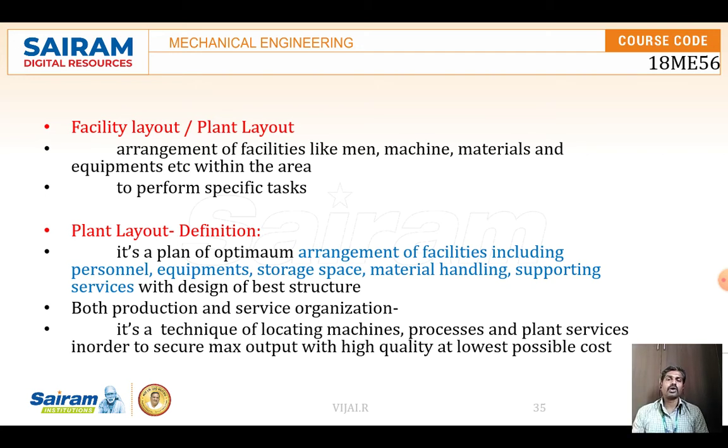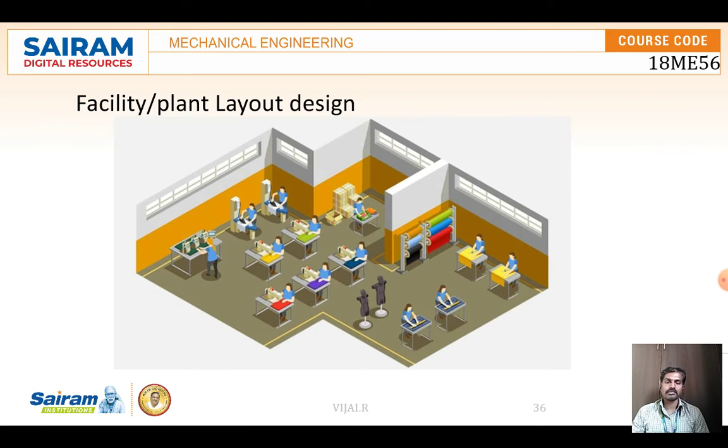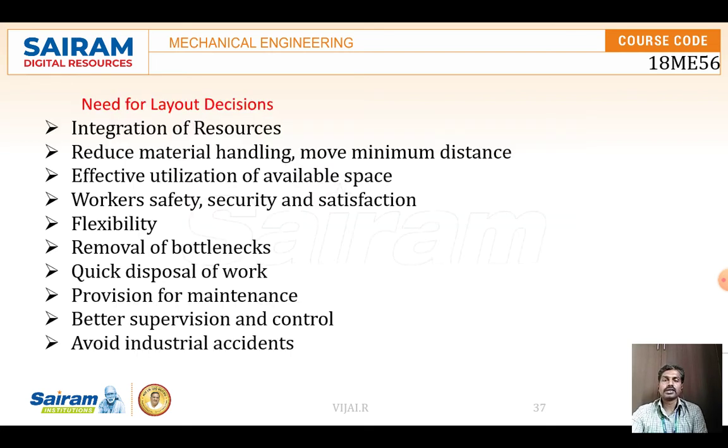So the output we are getting should be at the maximum. Normally in any industry, tailor shops, groceries, supermarkets, any type of business organization, will follow a certain design for the movement of materials, men or machines. So why is it needed? Why do we have to go for the layout decision?